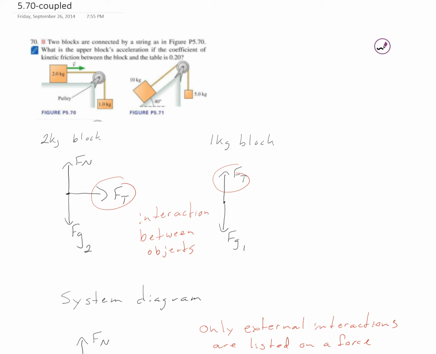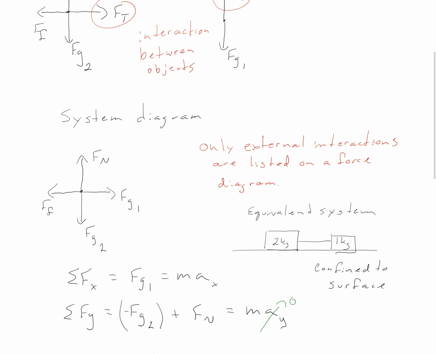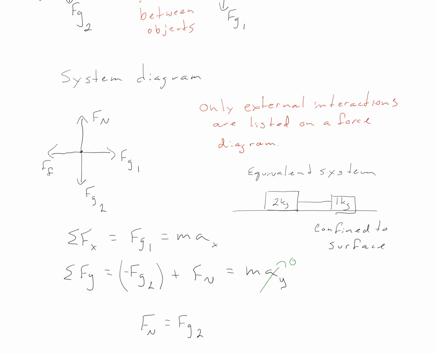Oh, I forgot one thing on the diagram, didn't I? We do have friction, so I better make sure I have friction here. And I better make sure I have friction here. There we go. Which means I need to update this one. There we go.